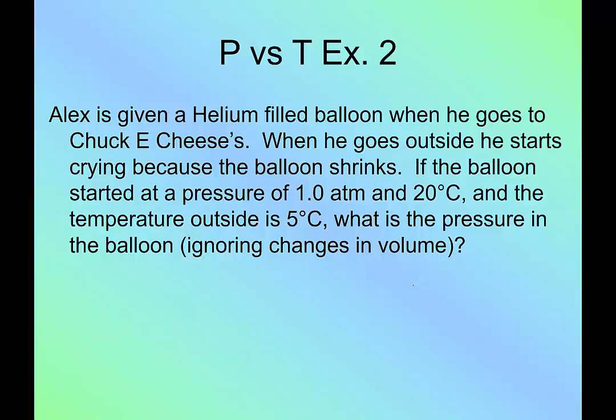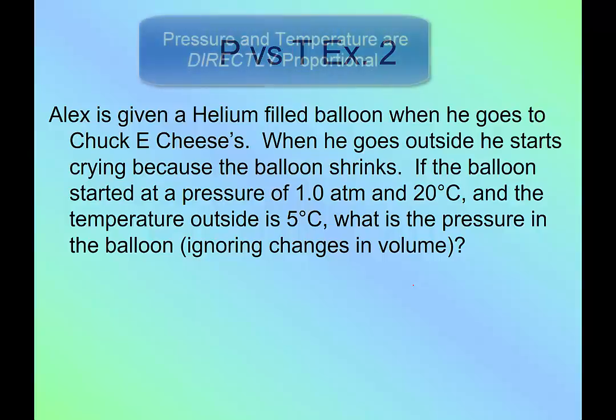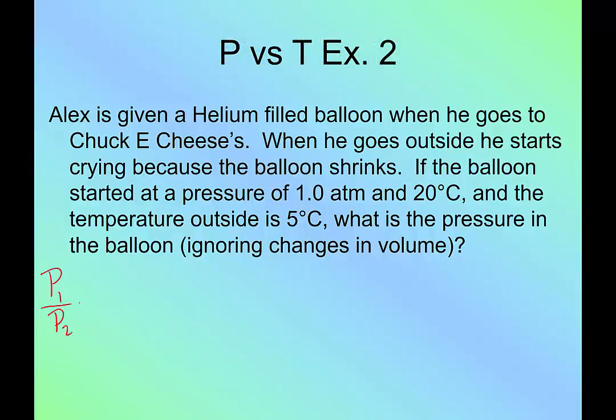Okay, in our second example of pressure versus temperature, again, let me remind you one last time that pressure and temperature are directly proportional, meaning as one goes up, the other goes up. So we're going to again be using the formula P1 over P2 equals T1 over T2. Okay? So let's read through the problem.